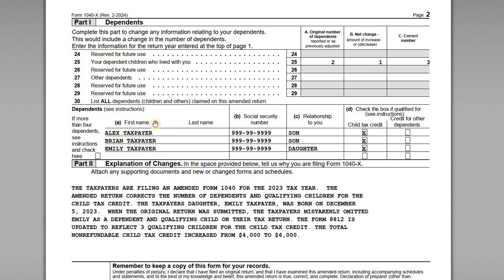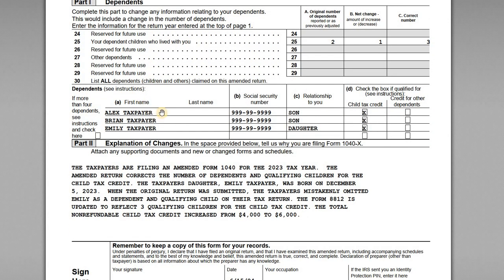Now, in part one, we have to update our dependents. So in part one, we list all the dependents, those that were already correctly reported and the new ones. On line 25 here, we see the original number of dependents reported was 2. We've added an additional dependent, and so the correct number of dependents is 3. We list all the dependents here, even though Alex and Brian were already correctly reported. So we have Alex, Brian, and Emily, social security numbers for each, relationship to the taxpayers, and then their eligibility for either the CTC or the ODC. In this case, all three can get the CTC amounts.